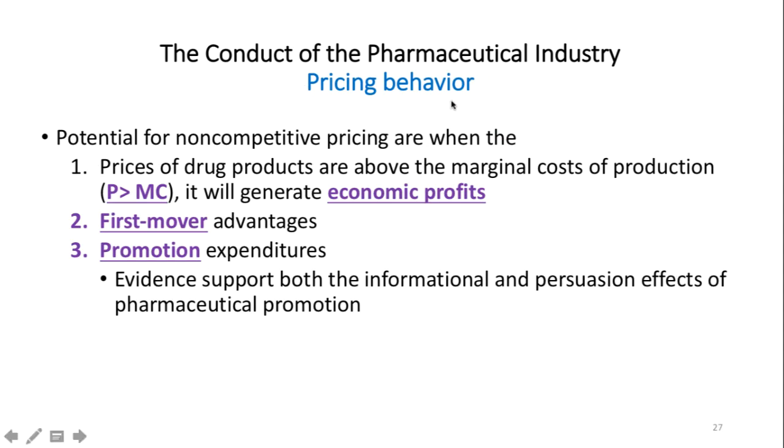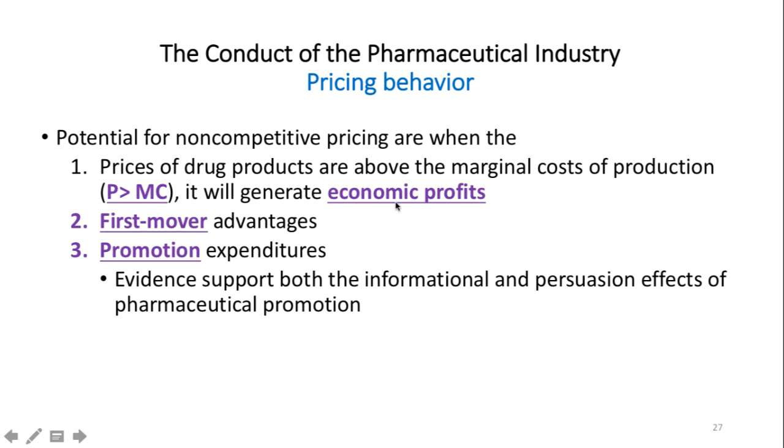So when we look at the pricing behavior, there is potential for non-competitive pricing when the prices are greater than the marginal cost, and this generates economic profits. Which means that it makes the market inefficient, right? We said that the efficient allocation of the product is always where the price is equal to the marginal cost. Now, when the price is greater than marginal cost, there are economic profits in the market.